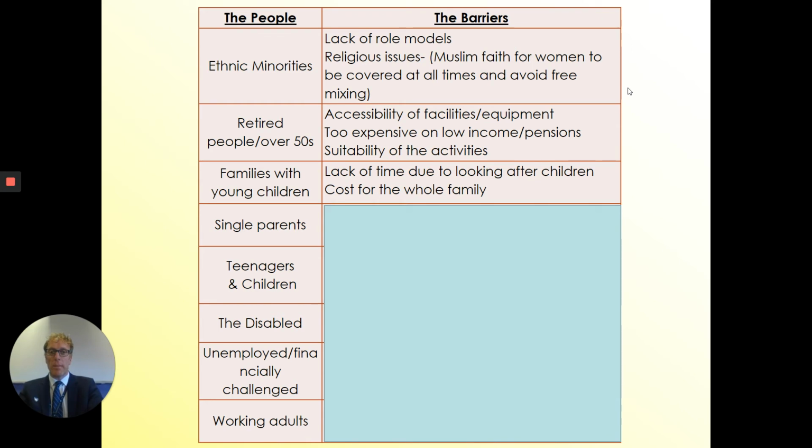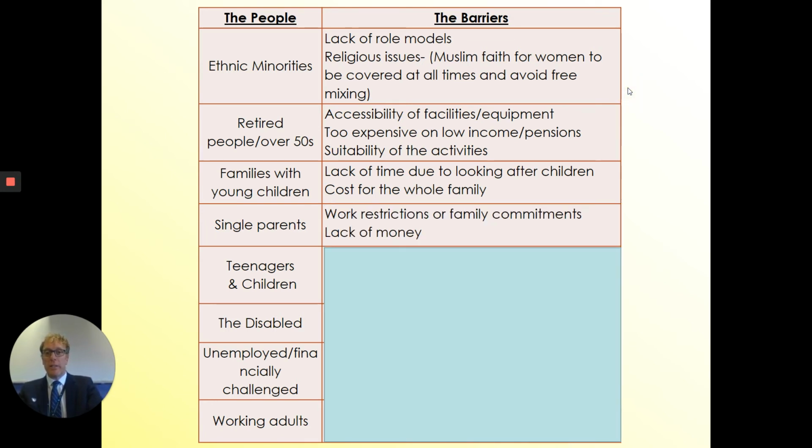Families with young children, the big one you should have got here is childcare issues. Okay, lack of time as well is linked with that because you're too busy looking after children. And if you take a whole family for some sort of exercise or physical activity, then there might be a cost as well. So for that one, you've got potential cost problems, you've got a lack of time because you're looking after the children, and then you've got childcare issues as well.